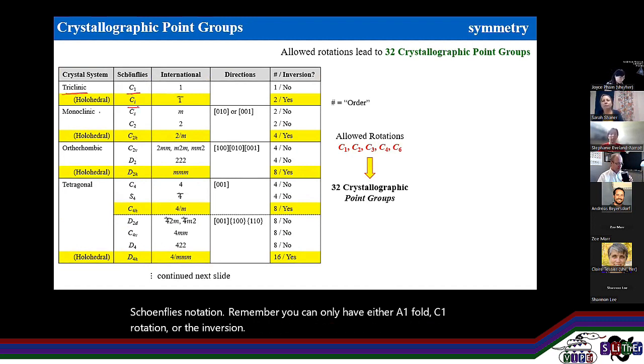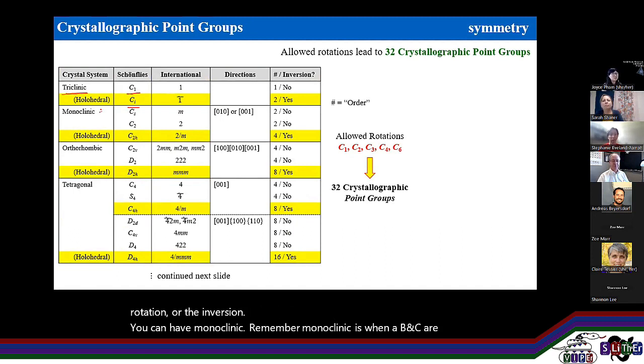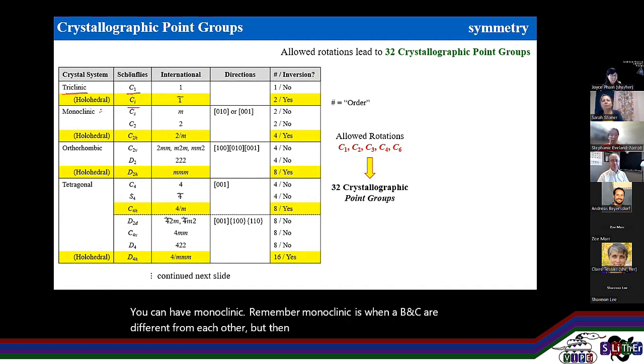You can have monoclinic. Remember, monoclinic is when A, B, and C are different from each other, but then beta is not 90 degrees, etc. So you can keep going down. And so this is, again, derived from the fact that you can only have C2, C1, C3, C4, and C6.